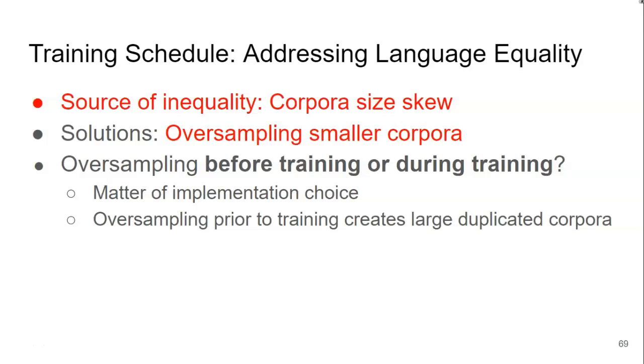There are solutions involving oversampling the smaller corpora. Before diving deeper into oversampling, the question is, should oversampling be performed before training or during training? Now that's a matter of implementation choice, because oversampling before training simply creates large duplicated corpora to be stored on text. This used to be done before, but these days some more clever approaches have come up.